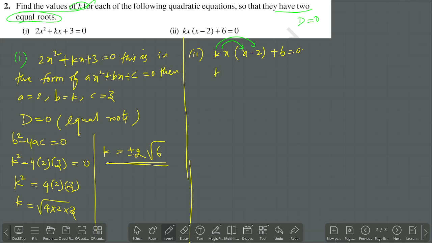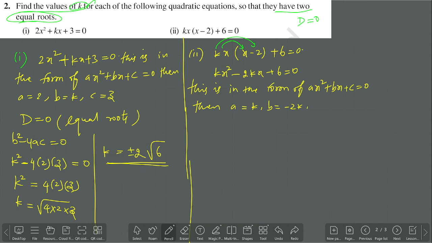Take kx into x, kx square minus 2 into kx minus 2kx plus 6 equal to 0. Is it okay, children? Right. Now this is in the form of ax square plus bx plus c equal to 0. Then what is a? Compare: k. What is b? Compare it: minus 2k. Don't say 2k, minus 2k. C equal to what? 6.